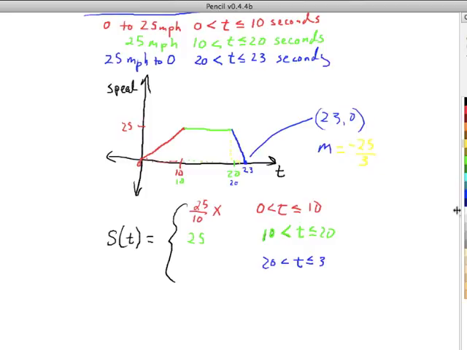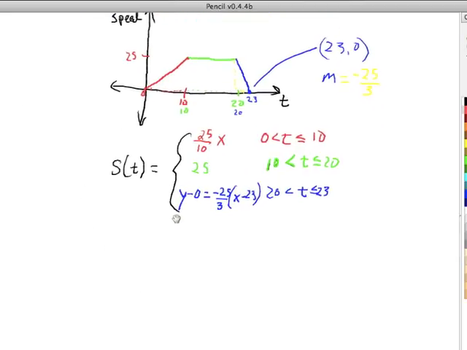So what's the equation of this blue line from 20 to 23? It is y minus y1 is equal to negative 25 thirds times x minus x1, which is 23. And I'm going to leave this as it is because I'm out of time. Well, I'll do it. Maybe I'll do it really fast. Let's just do some style points here. Let's write this in a good way here.